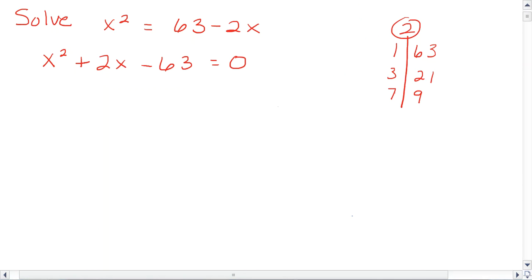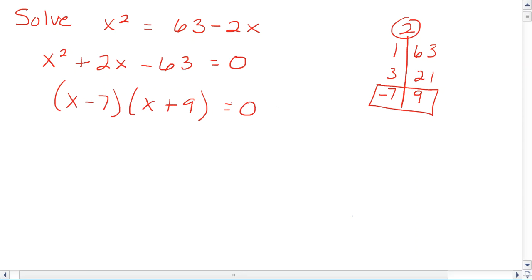So when I look at this list over here of factors of 63, I notice that these two, 7 and 9, are 2 units apart. The 2 needs to be positive and the 63 negative, so these signs have to be different. And in order for the 2 to be positive, this 7 would have to be negative. So we factored this into x minus 7 and x plus 9. So you just got a quick review of factoring here. So now let's finish solving this.